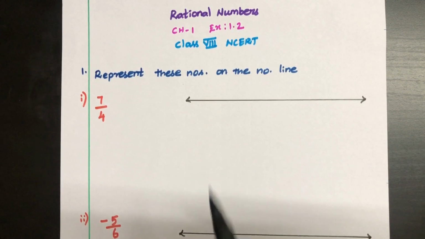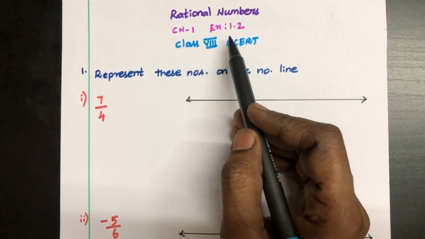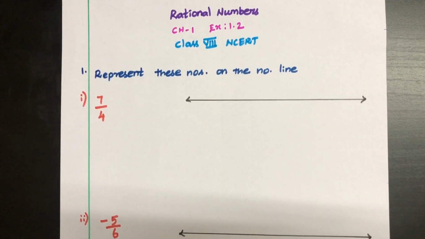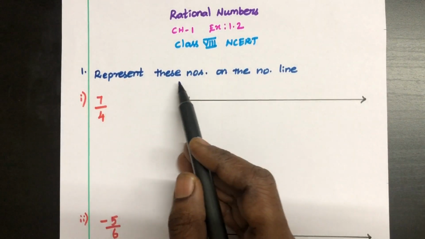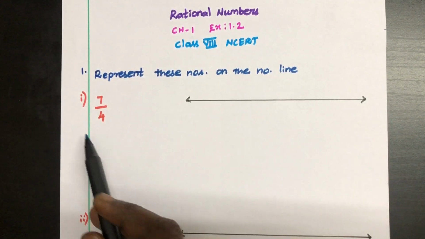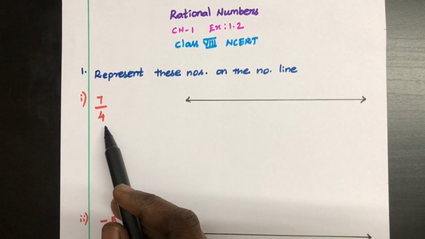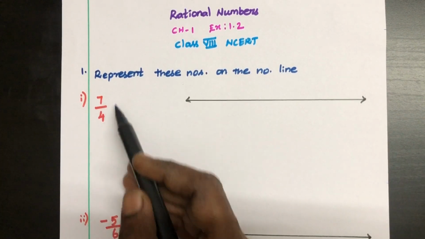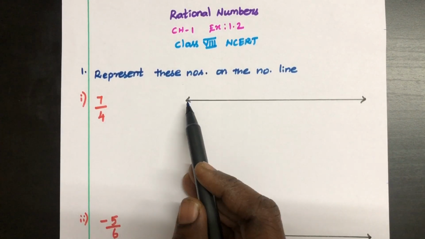Today we are going to learn Rational Numbers, Chapter 1, Exercise 1.2 for Class 8 NCERT book. First question, represent these numbers on the number line. First subdivision, 7 by 4. What we are going to do here is plot these fractional numbers on the number line.